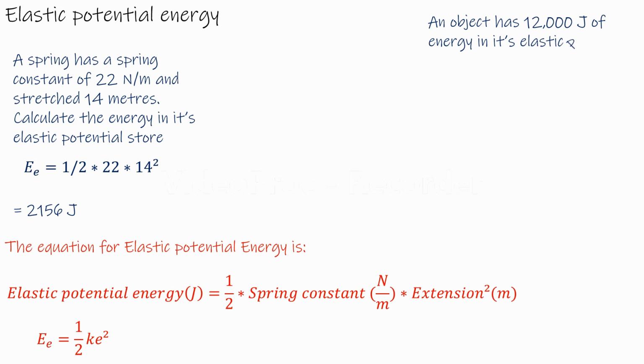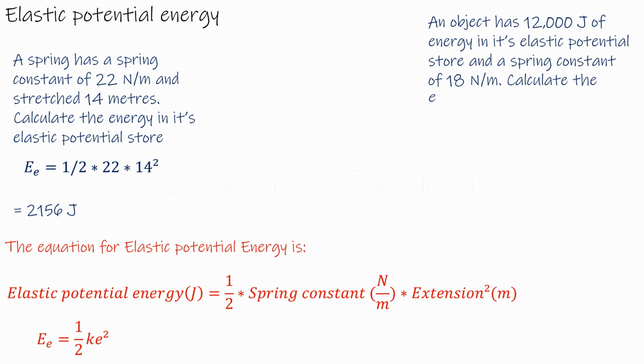This next question's a little harder as it requires a bit of rearranging. So again, if you'd like to pause this and give it a go for yourself, please feel free, otherwise just keep following along. So this time an object has 12,000 joules of energy in its elastic potential energy store, and a spring constant of 18 newtons per meter. Calculate the extension of the object.